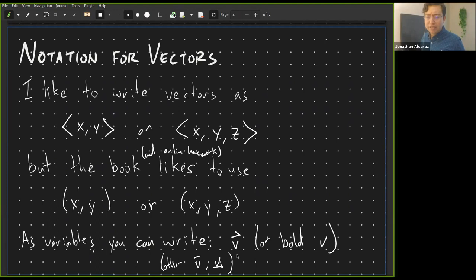I think any notation, as long as it's clear that it's a vector, will be fine. And on quizzes and stuff, if you're handwriting something and turning it in, it's not terribly important exactly what notation you're using.